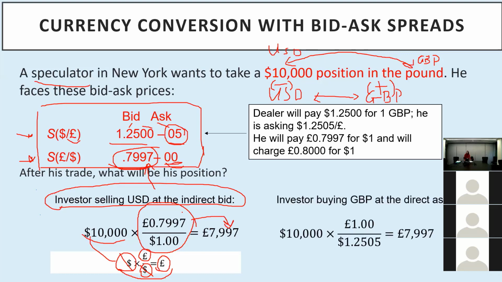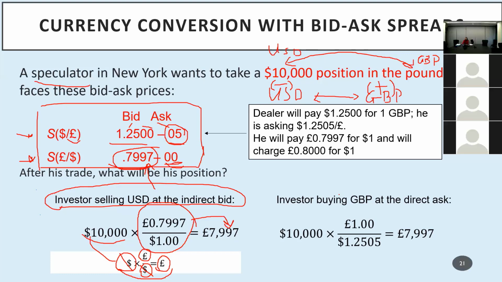So let's look at the other way. In this example, we are selling the USD to acquire the pound, so we are buying the pounds. As we mentioned before, if we are buying the pounds, we will be buying at the bank's ask rate, which is this rate over here. So how do we convert 10,000 USD into the pounds using the direct ask rate?